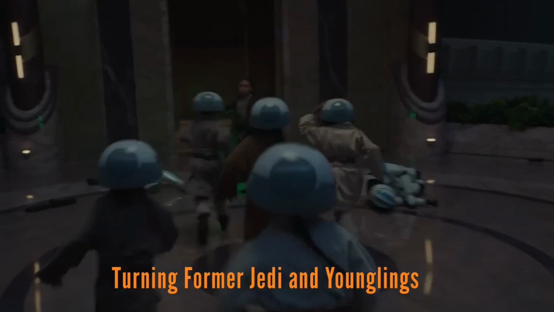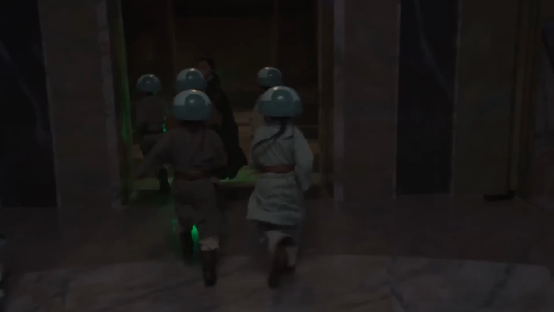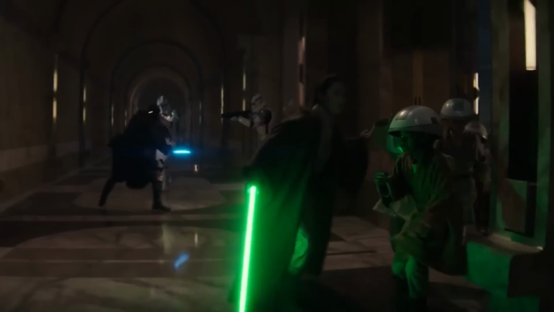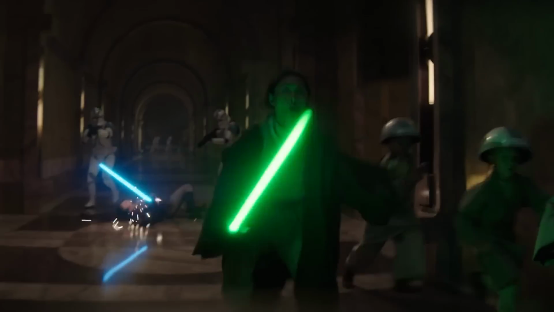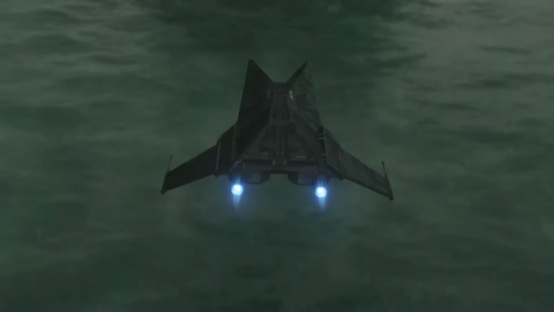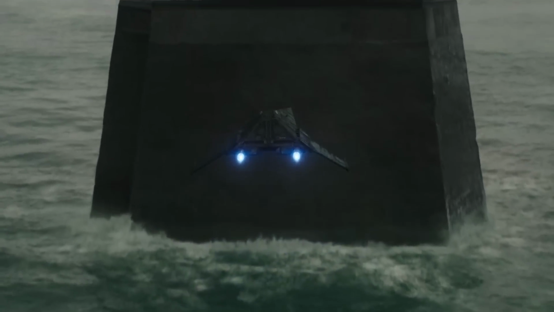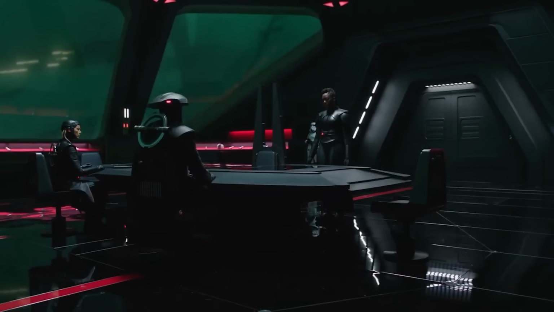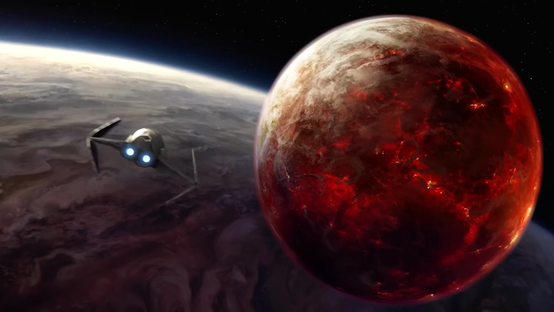But the whole idea with the Inquisitors is they basically used to be Jedi or Jedi trainees or Padawans who were turned to the dark side and are now going around hunting people for the Emperor and for Darth Vader. Their home base is called the Fortress Inquisitorius. It showed up during Star Wars Rebels. It shows up during Jedi Fallen Order. You go there a couple times during a couple different series. It was located on a different moon, also inside the Mustafar system.